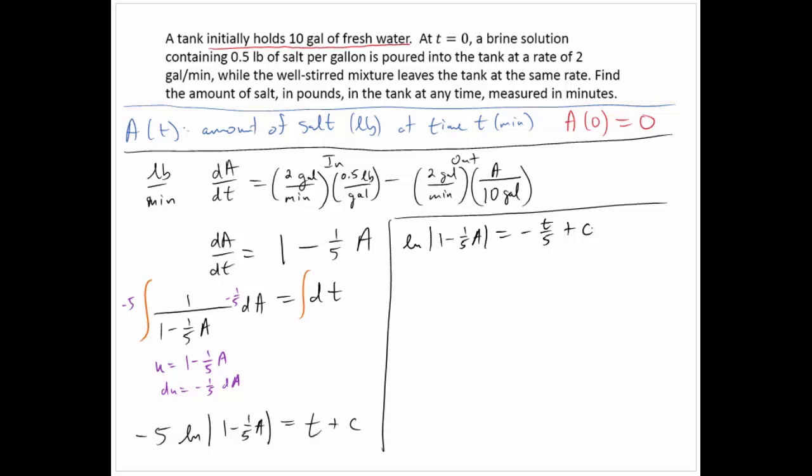Now, can we take care of that constant now? We know that A of 0 is 0. That means when t is 0, A is 0. So let's see, that would give me then that the natural log of 1 minus 0 is equal to 0 plus a constant. The natural log of 1 is 0, which implies that the constant is 0. All right, so I don't need that constant anymore.